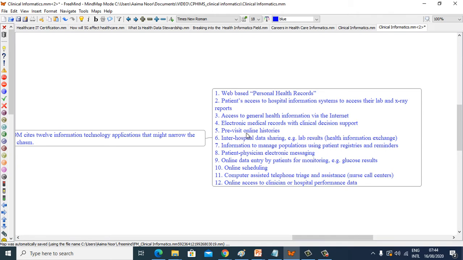Number 5, pre-visit online histories. Number 6, inter-hospital data sharing, e.g. lab results, health information exchange. Number 7, information to manage populations using patient registries and reminders. Number 8, patient-physician electronic messaging. Number 9, online data entry for patient monitoring, e.g. glucose results. Number 10, online scheduling. Number 11, computer-assisted telephone triage and assistance, nurse call centers. Number 12, online access to clinician or hospital performance data.